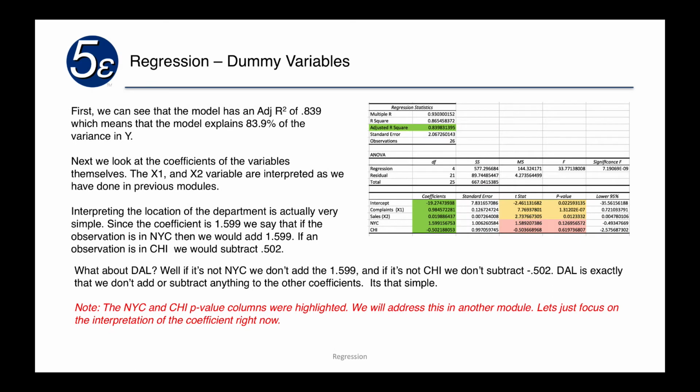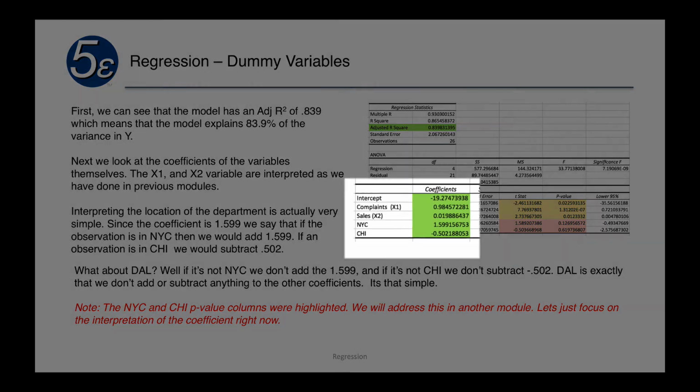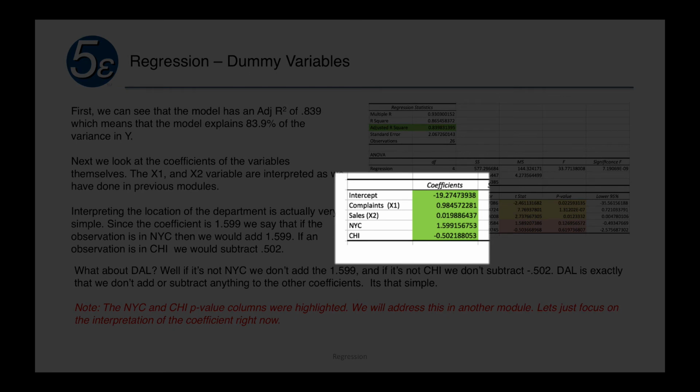First, we can see that we have an adjusted R squared of 0.839, which means that 83.9% of the variance in Y is explained by the model. Next, we look at the coefficients themselves. The x1 and x2 variables are interpreted as we had done before. So we have our 0.98 and we have our 0.01 for complaints and sales, respectively.